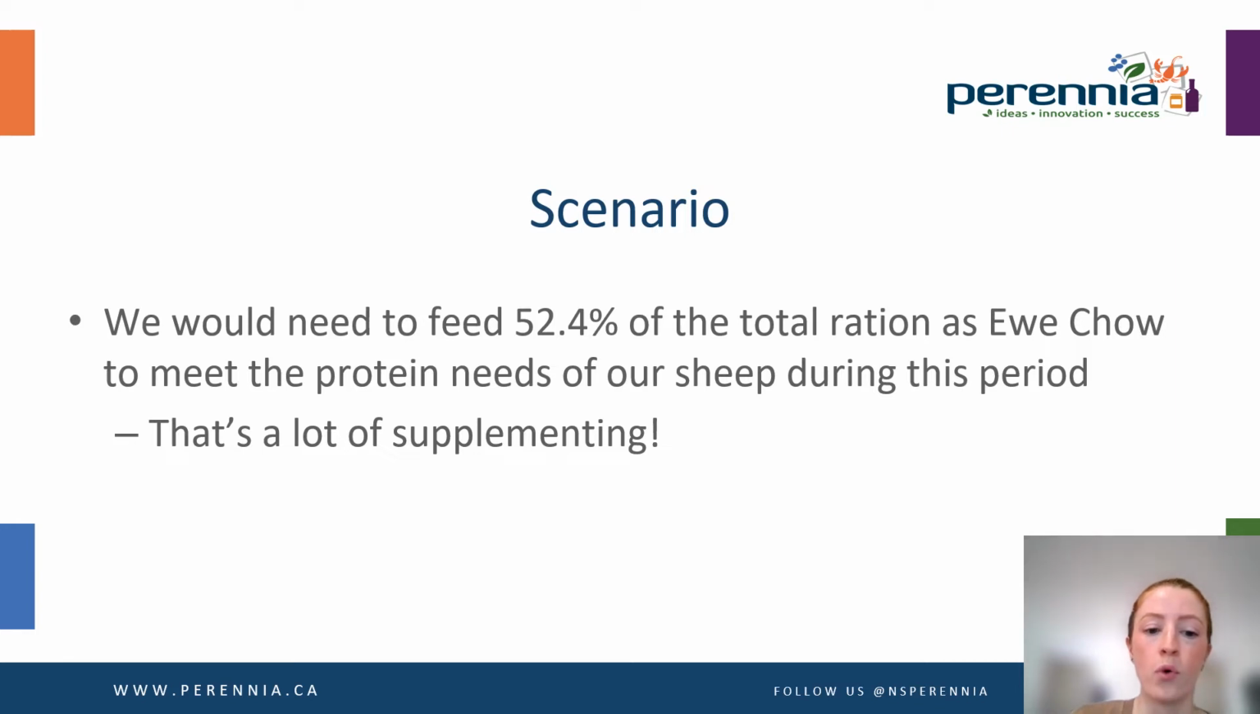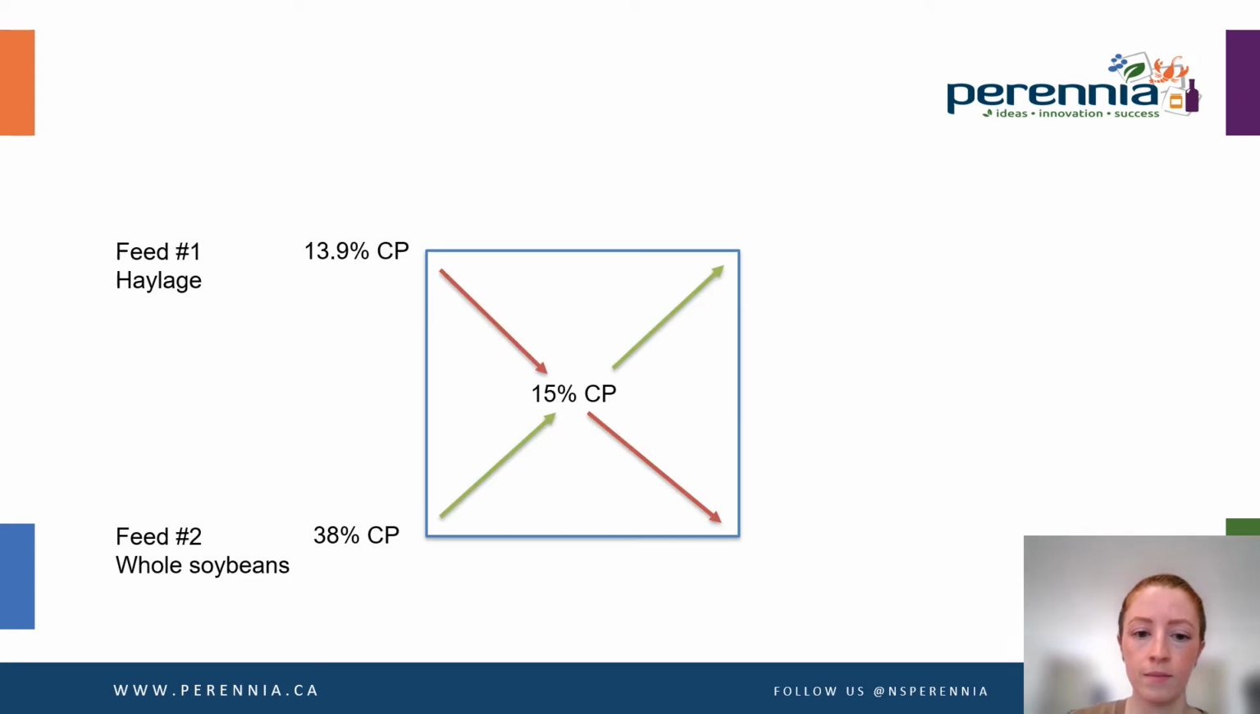So I would need more than 52% of the total ration of ewe chow to meet the protein needs of our sheep during this period. So that is a lot of supplementing. That's going to be expensive. So maybe I'm going to look at something that's got more protein so that I can feed less of it.